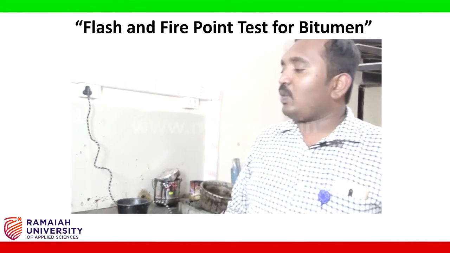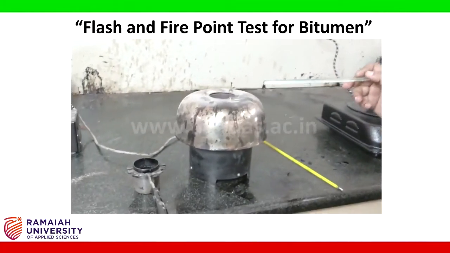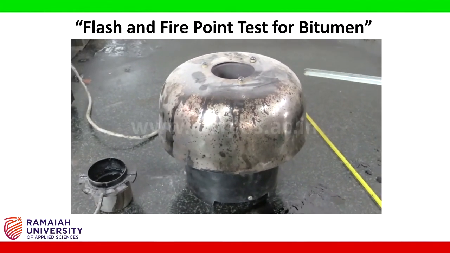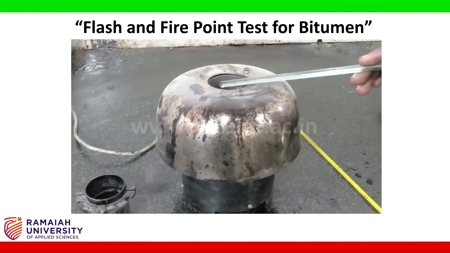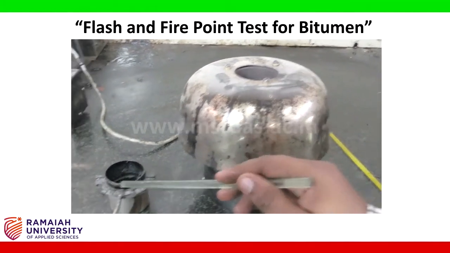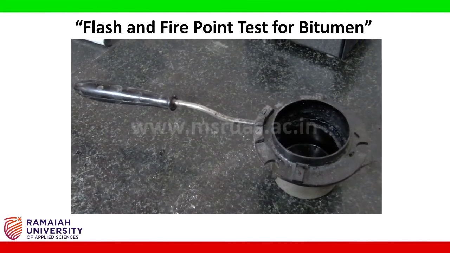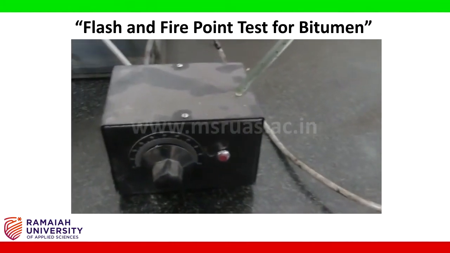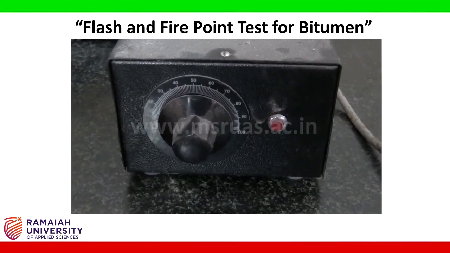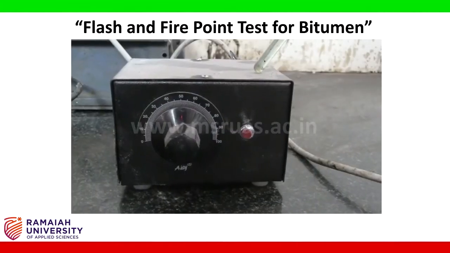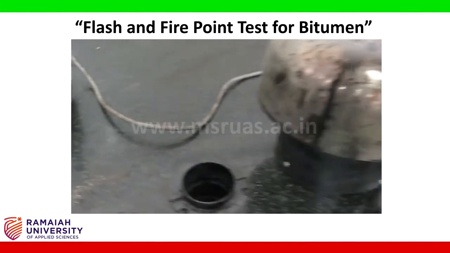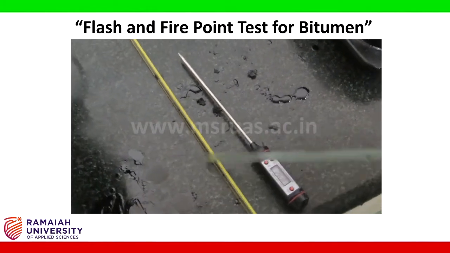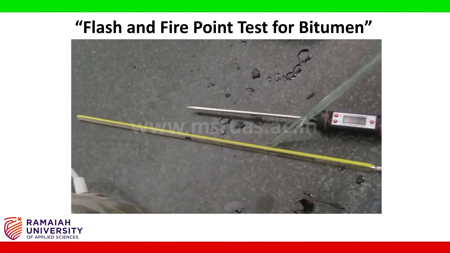The first apparatus required is the Penske-Martin open cup apparatus. As I told you, there are two types. Here we are using a Penske-Martin open cup apparatus. Let me go on with the components of it. It's a heating chamber. It's open. There's a handle. There's a cup for pouring your bitumen. There is a temperature controller. Next, you may use a digital thermometer as well as a thermometer up to 300 or 400 degree centigrade measurement. Both can be used.